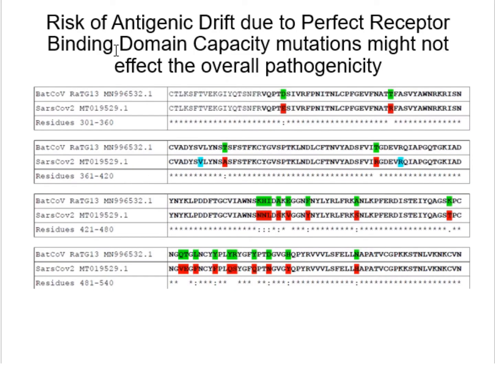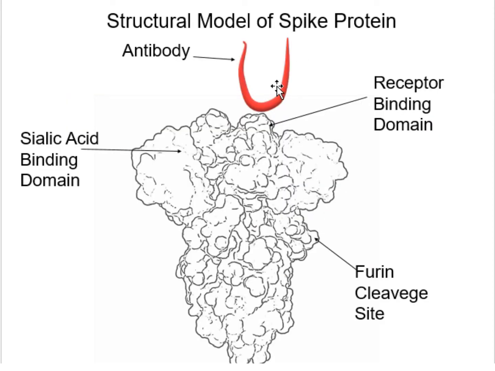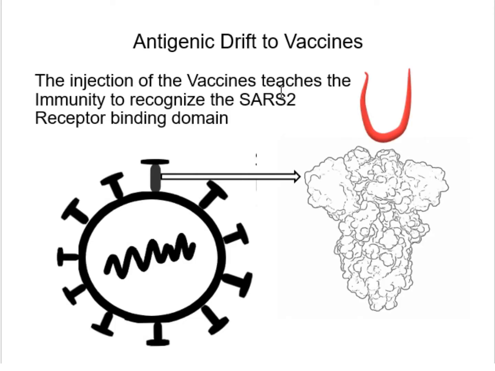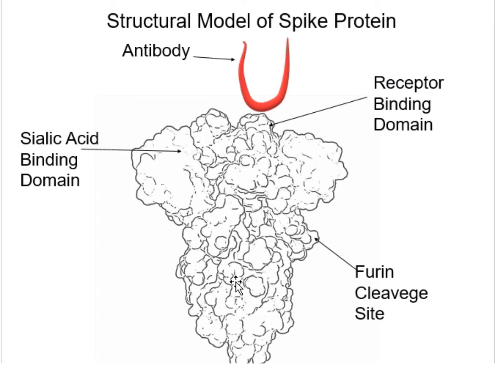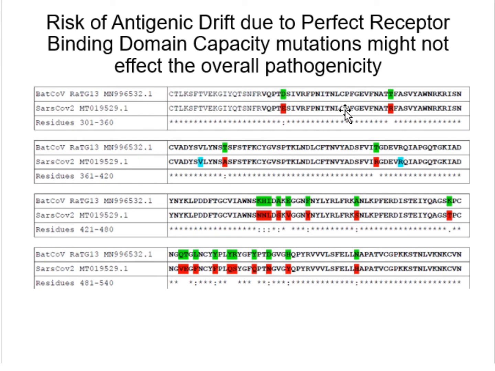But the problem is, again, I mentioned several times, this is a perfect receptor binding domain. So a few mutations here, that's called antigenic drift. With the drift, that antibody won't be able to bind to this virus any longer, so this won't happen. That happens against the viruses with antibodies, and with this virus, its perfect receptor binding domain capacity has that risk.